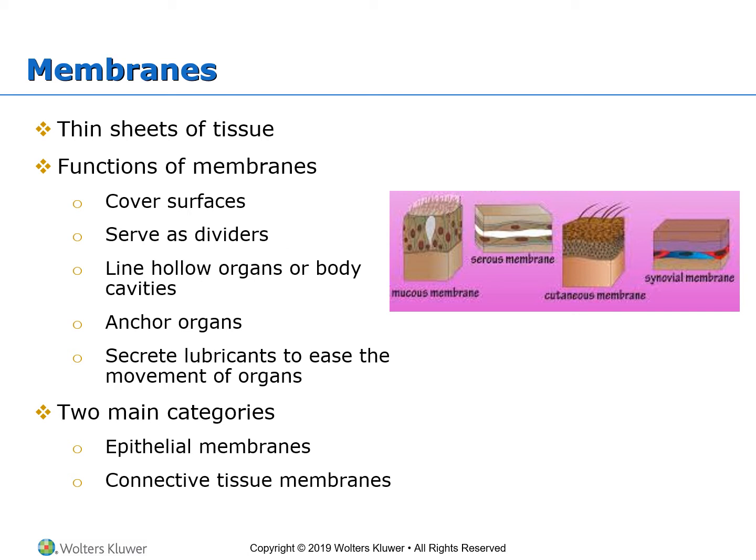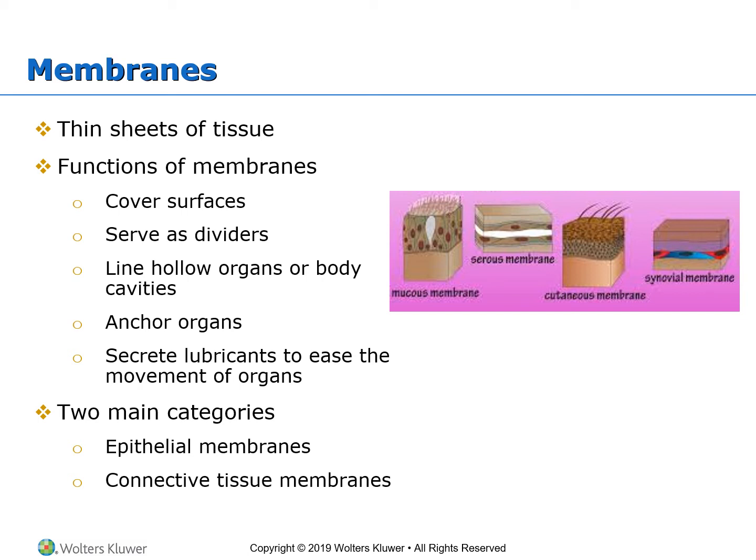Something else that we need to discuss today are the membranes. So membranes represent those thin sheets of tissue, and they have many properties. Some may be very fragile, some may be tough, some may be transparent, others may be opaque. One thing they have in common, they usually cover a surface, or they may divide partitions in our body. They may line a hollow organ or body cavity, or may work as an anchor for an organ.